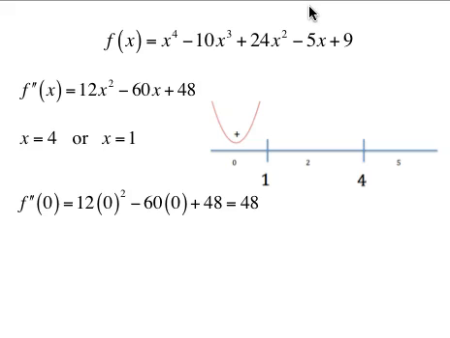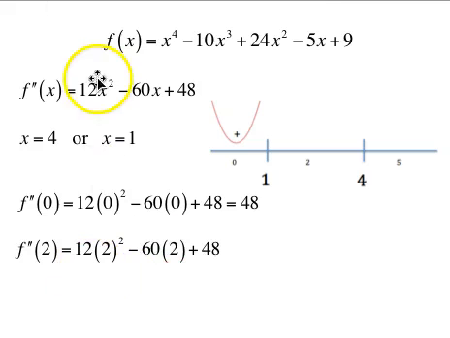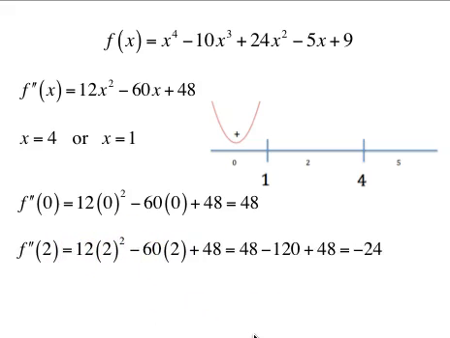Next example will be the second derivative at 2. Second derivative at 2, 12 times 2 squared minus 60 times 2 plus 48. 2 squared is 4, 4 times 12 is 48, minus 120 plus 48 gives us negative 24. So if that's the case, the function is concave down at 2. So let's look at this value 1 for a second. The second derivative was 0, and the concavity changed. To the left it was concave up, to the right it was concave down.